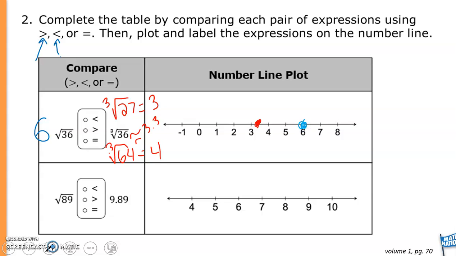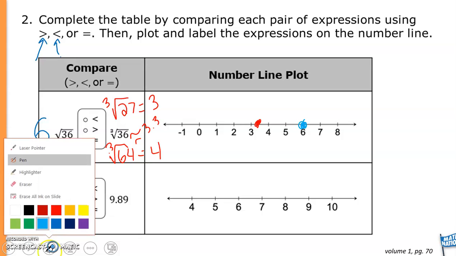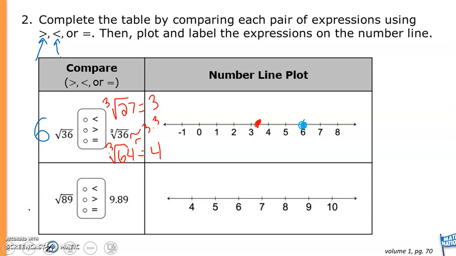Numbers that are smaller, less than, are left on the number line. So that red dot is smaller than the green dot. 3 is obviously smaller than a 6. So if I'm reading that question from left to right, the square root of 36 then is greater than the cube root of 36, because 6 is greater than about a 3.3.